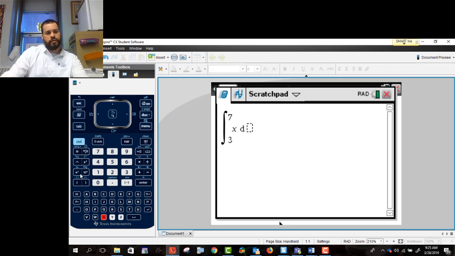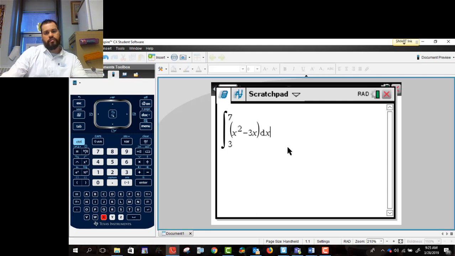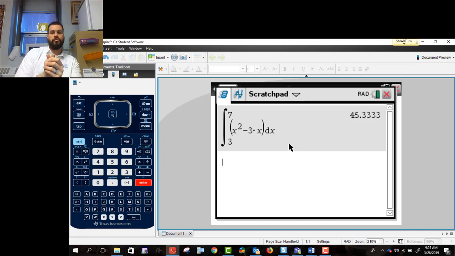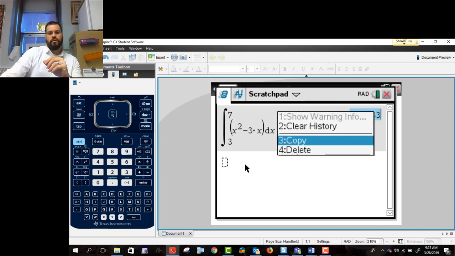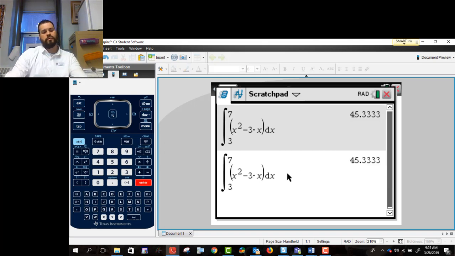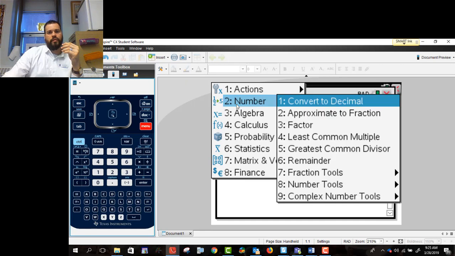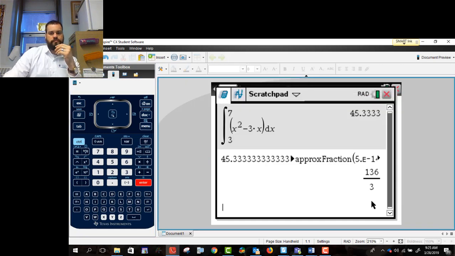So we're going to go x squared minus 3x, and then we want it to do with respect to x. So we're going to put dx. So you write in exactly what's there, and it will tell you it's 45.333333. Now, if we want to figure out what that is, we can go to, it's a fraction, we can go to menu and then go to number and approximate it to a fraction. And it gives us 136 over 3.